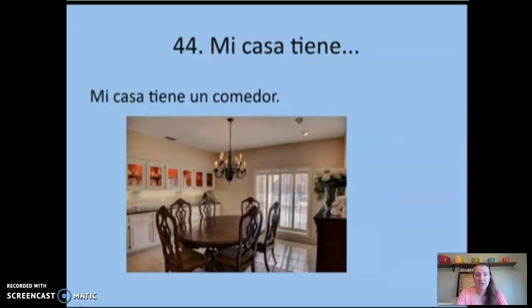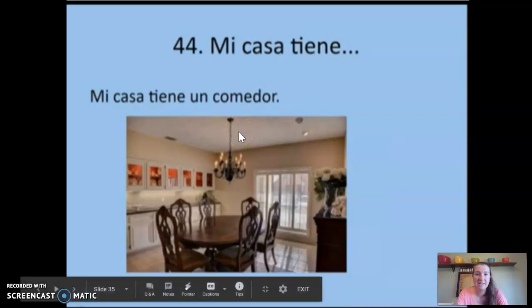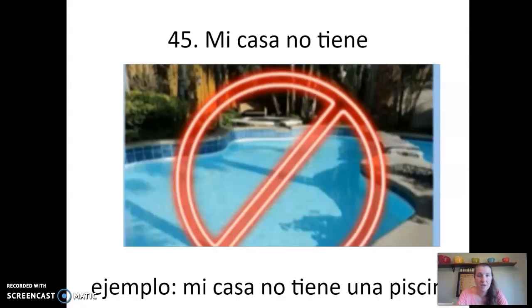My house has. You're going to be using this in your project that you have this week. You have different options, so you'll have to take a look at the directions for the project, but this is what you're going to be using to describe your house, whether it's a video tour of your house or a drawing of your house or a slideshow. You're going to need this phrase, mi casa tiene un comedor. So mi casa tiene means my house has. And last one, my house does not have. Mi casa no tiene. And here's a pool. That's kind of a bad picture, but I couldn't find a better one. So mi casa no tiene una piscina. My house does not have a pool. My house doesn't. I wish it did.